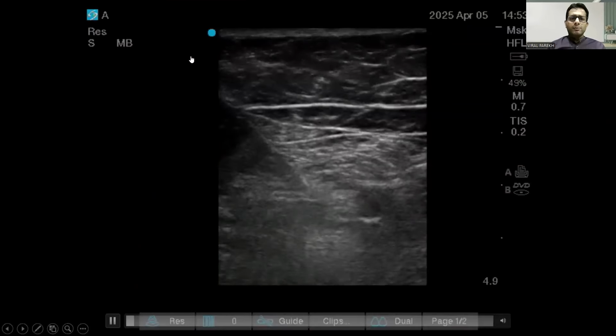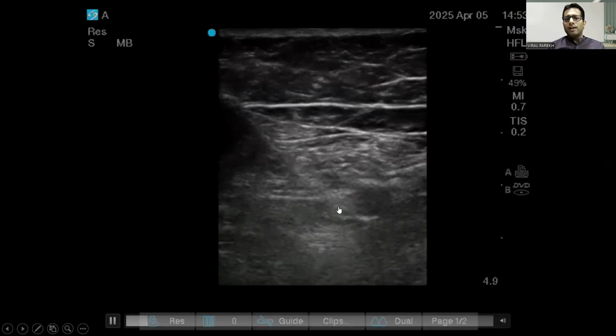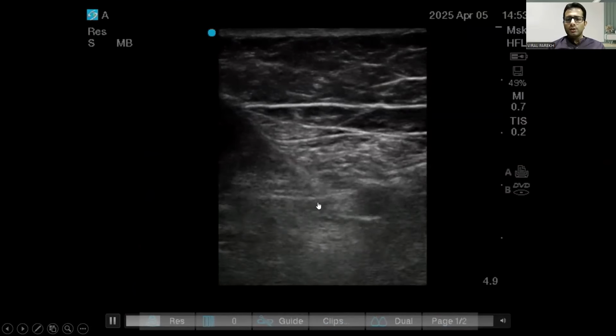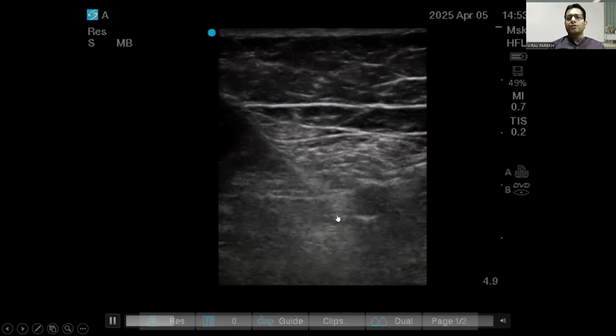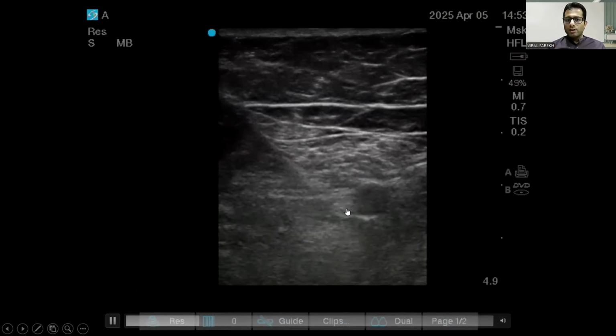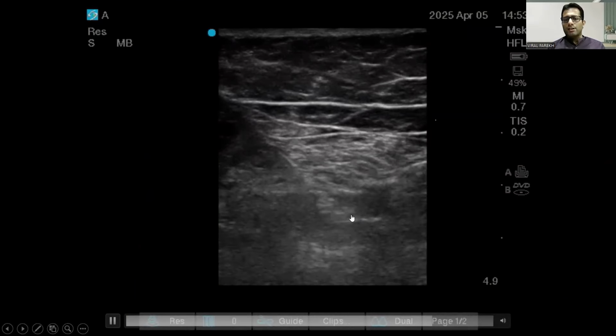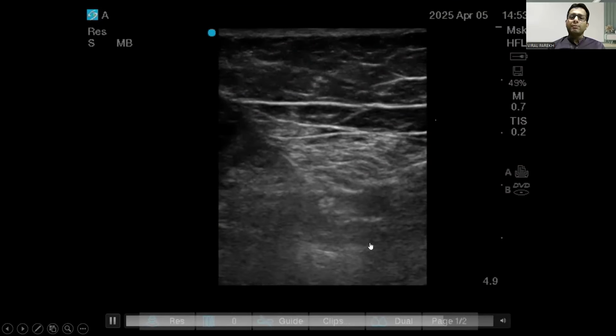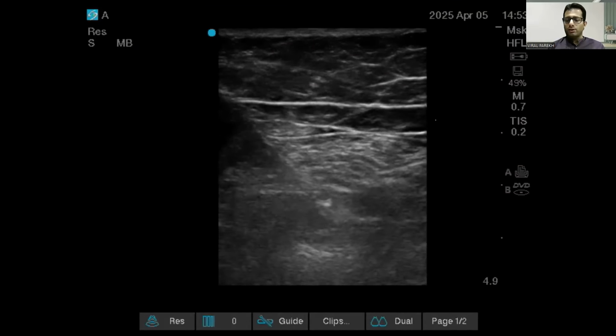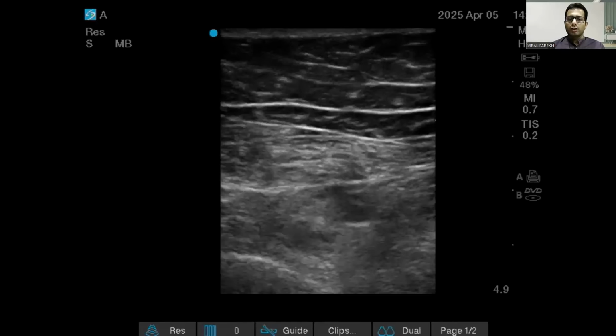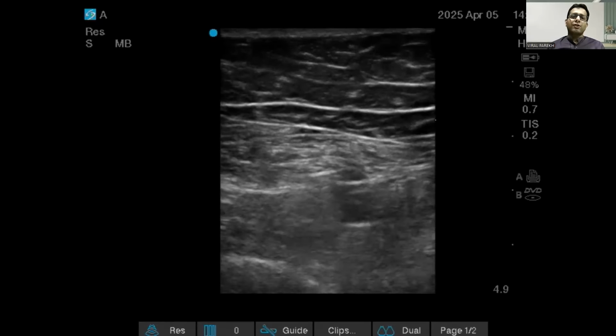As we can see in this picture, the needle is coming from the lateral end. We are depositing the local anesthetic after piercing the sartorius muscle. As you can see, the hypoechoic local anesthetic is trying to depress the pulsatile femoral artery. So we tend to deposit around 15 to 20 ml of local anesthetic if we are giving a single shot block.